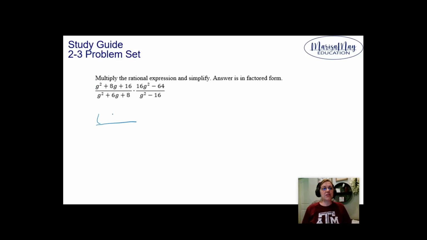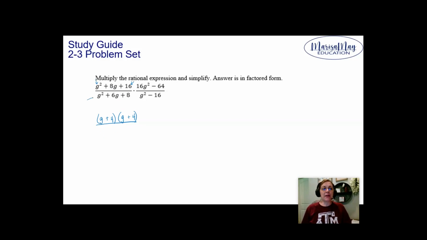I know it's going to factor into two parentheses. We ask ourselves what multiplies to give me g to the second. That's g and g. Then look at the last term. What multiplies to give us 16? That's got to be 4 and 4, maybe 8 and 2. But if I check the middle on this one, g times 4 would give me 4g. 4 times g would give me 4g. Those are going to add to give me 8g.